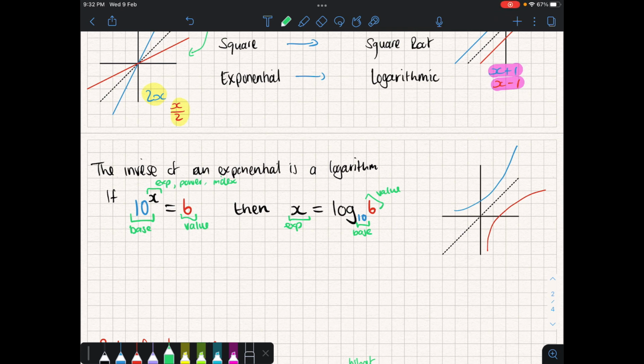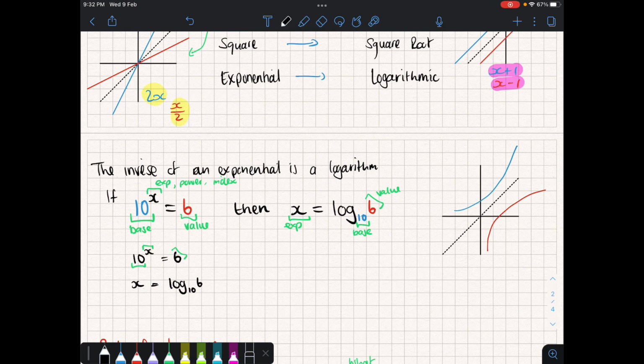Okay, so let's go back to our example of 10 to the power of x equal to 6. We can change this into logarithmic form, so we can make the exponent the subject of the formula. So here's the exponent, here's the base, here's the value. We start off by making the exponent the subject. We write a log. The base stays the same, so the base from the exponent is the same base for the log, and the value goes next to the log.